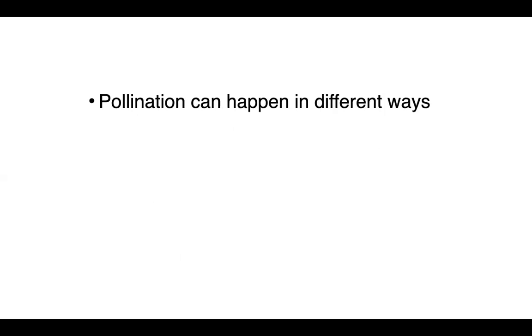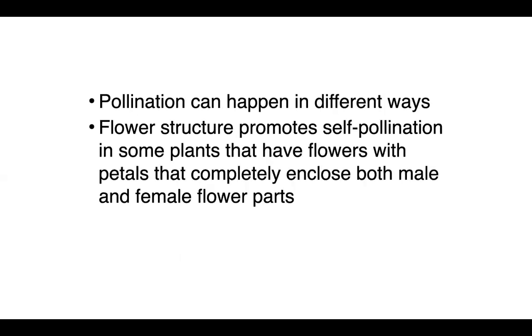Now, pollination can happen in different ways. I've already mentioned whether it's through animals or wind and water. The flower structure promotes self-pollination, and some plants have flowers with petals that completely enclose both male and female flower parts, which makes self-pollination highly likely.